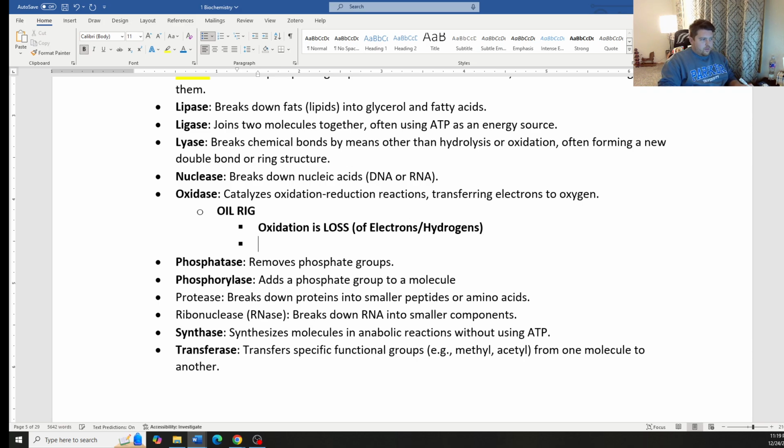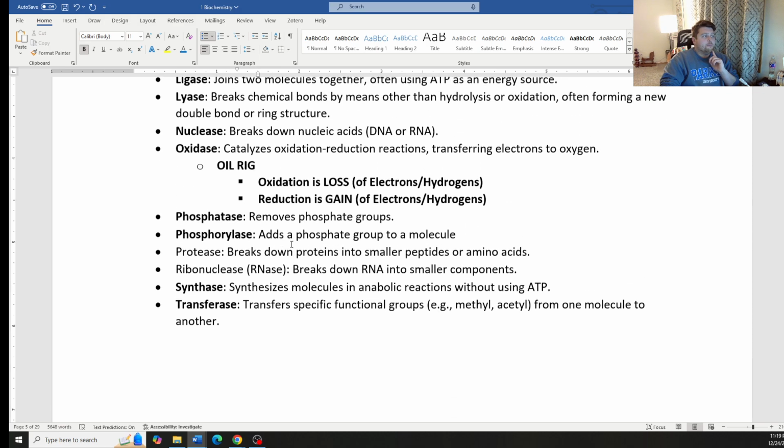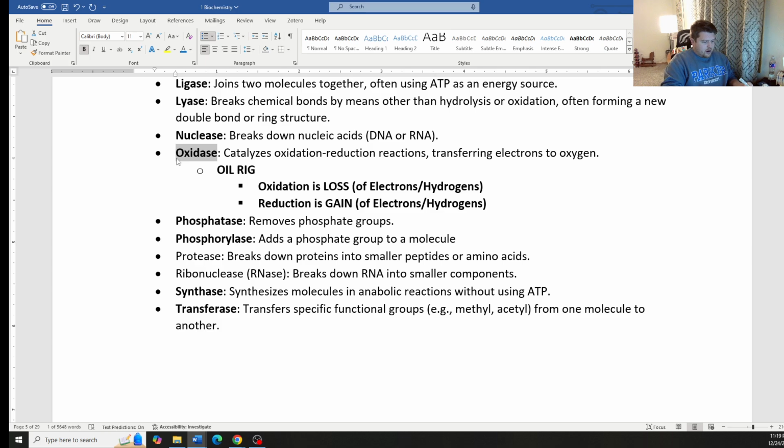And reduction is gain of electrons or hydrogens. So we're either losing or gaining electrons. And oftentimes within an oxidation reduction reaction, we have one molecule being oxidized and another molecule being reduced, or vice versa. So one is always reduced, one is always oxidized. They go in pairs like that. This is actually another one that will be very, very common.